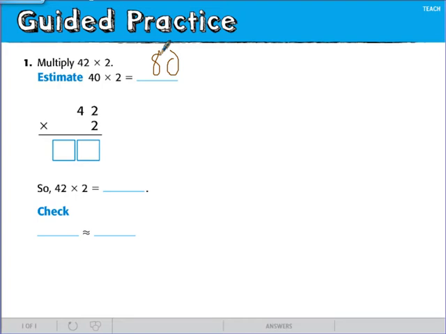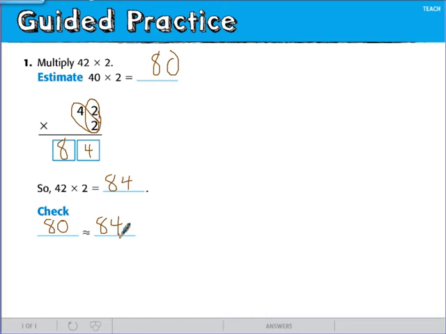Okay, now down here we're going to do the actual problem. So we go 2 times 2. 4. 2 times 4. 8. So 42 times 2 is 84. And we're going to check it. 80 is about 84. I would assume that that is correct.